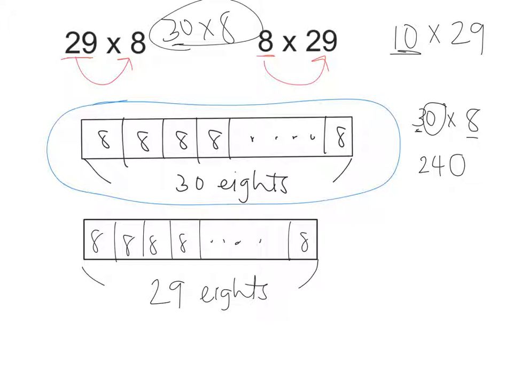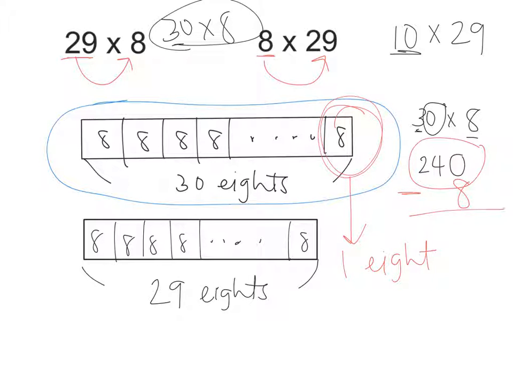Okay. Now, comparing these two tape models, this one has something extra, doesn't it? How many extra copies of 8 are there in the 30 copies of 8? 1. So there's 1 extra copy of 8. So that means, what do I need to do to this 240? I need to make it shorter by 1 copy of 8. So I need to subtract 8. Does that make sense? What's 240 minus 8? 232. We can do that in our head. So therefore, 29 copies of 8 is 232.